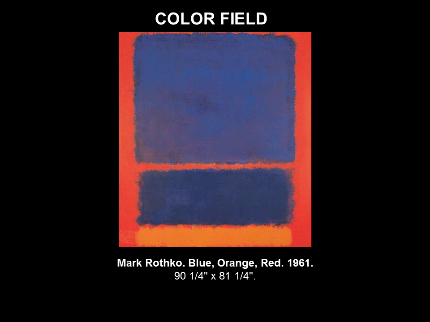This painting is by Mark Rothko, titled Blue, Orange, Red, from 1961. Another subcategory underneath abstract expressionism arose alongside action painting. It was called color field painting. Color field painters attempted to overwhelm the viewers with large, bold swatches of color painted on large canvases. Mark Rothko was one of the leading painters of the color field movement.